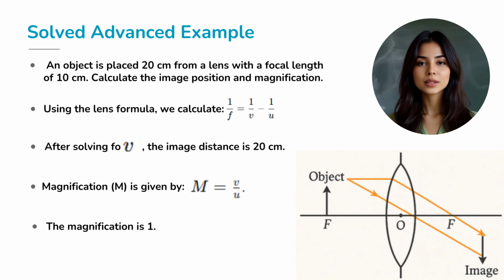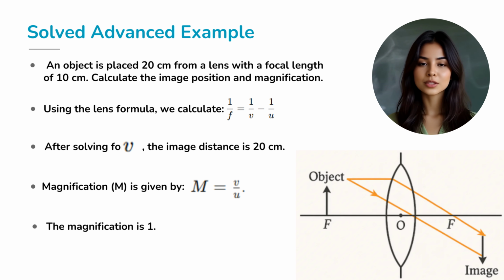Hello, everyone. Let's dive into an exciting application of lens formulas, and I promise by the end of this, you'll feel like a pro at solving these problems. Imagine this: you place an object 20 centimeters away from a lens that has a focal length of 10 centimeters. Now, the task is to find the image position and magnification. Simple, right? Let's break it down step by step.